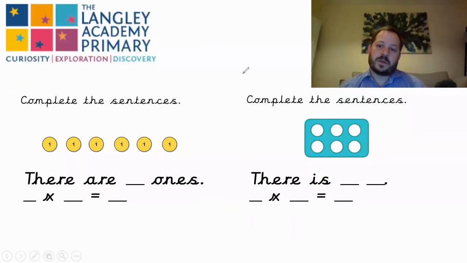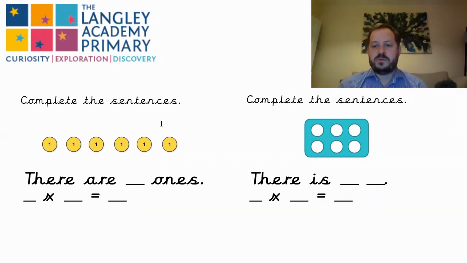So the first one we're going to look at is timesing and dividing by 1. We're going to start off with timesing. Now, I've got two questions here. Have a go at seeing if you can complete the sentences and see what you think this shows us. Pause now. Okay, so let's have a look at what we've got down here.